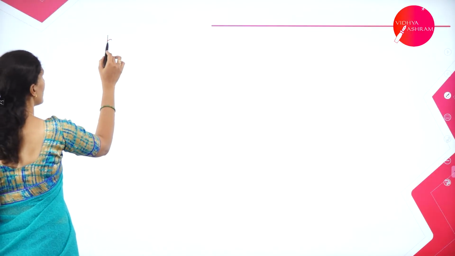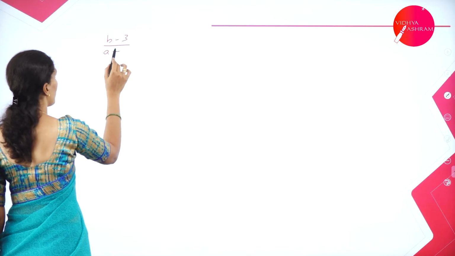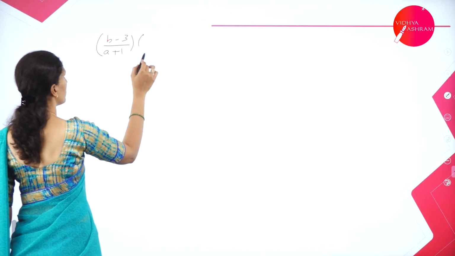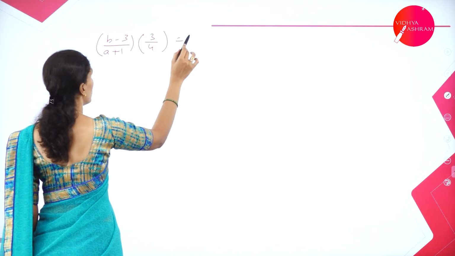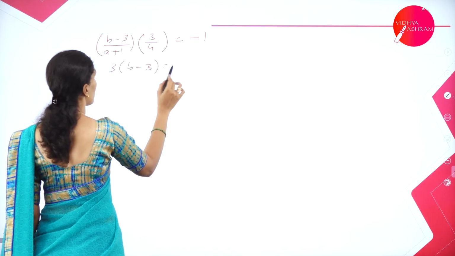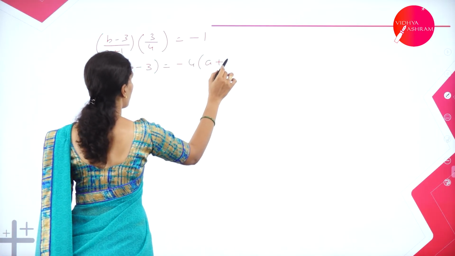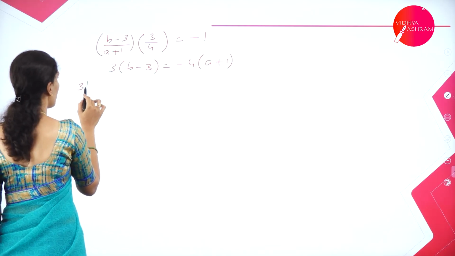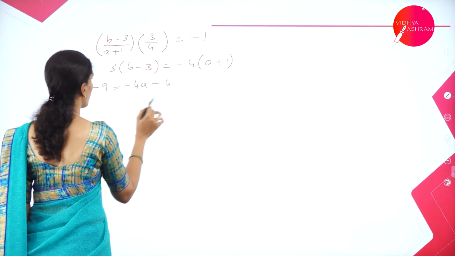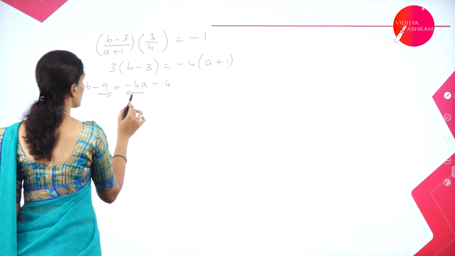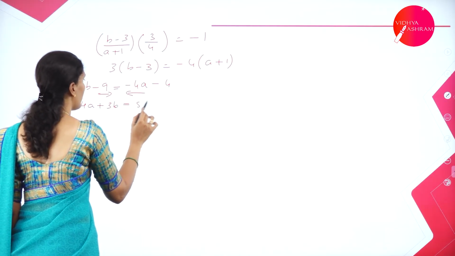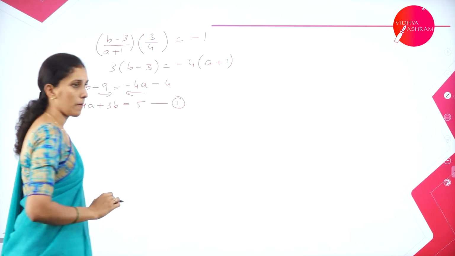So m1 is b minus 3 by a plus 1 and m2 is 3 by 4, and the product is equal to minus 1. So I'll get 3 into b minus 3 is equal to minus 4 into a plus 1, or 3b minus 9 is equal to minus 4a minus 4. Shift 9 here, minus 4a here. It becomes 4a plus 3b is equal to 5. Take this as equation 1.